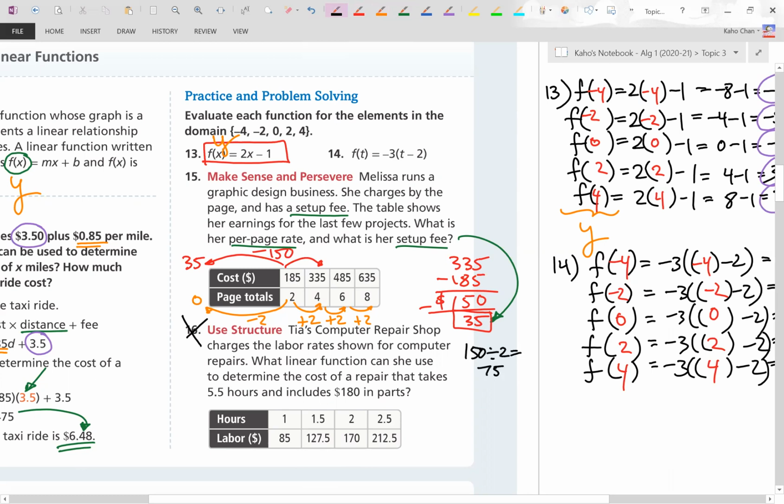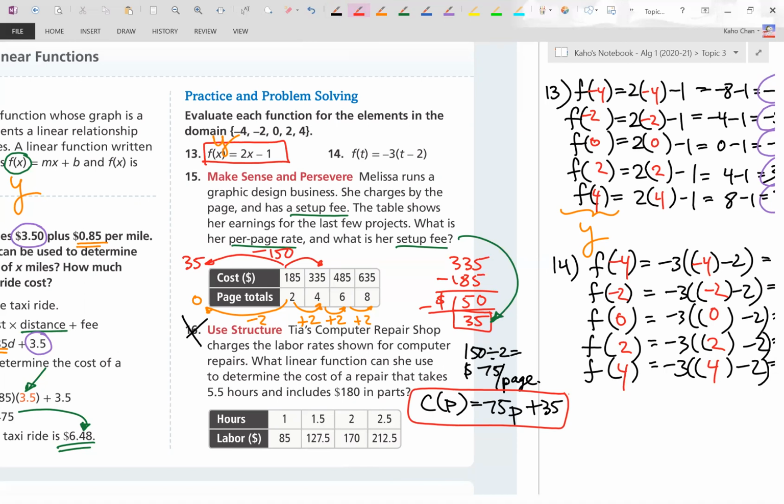per page. Let's see, do they ask for the actual equation? We can actually come up with an equation right now, even though they don't ask. We'll use, I don't know, cost is in dollars per page. So we'll do CP, I guess, cost per page. And that equals $75 per page plus $35 setup fee. And there's your function. Okay, you can use f of x, whatever. All right. That takes care of the second section.